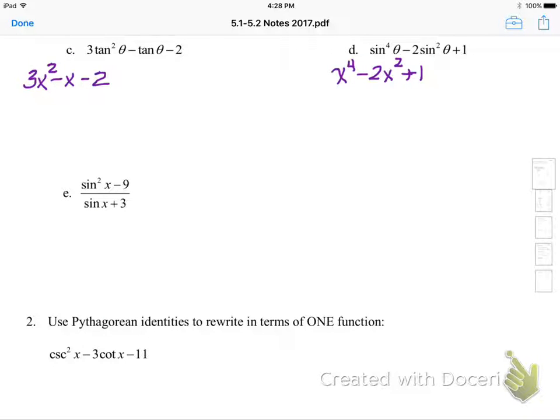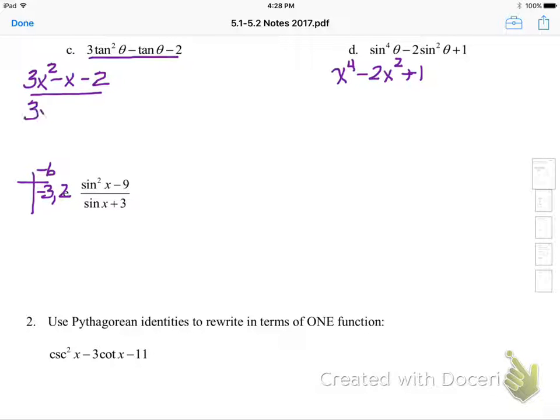Okay, so then we get to something like this. They're asking us here to factor that trigonometric expression. So if you have to, you go back to Algebra 2 and you remember how to factor something that looks like this. Maybe you remember splitting the middle term. You do 3 times negative 2, which is negative 6. And so you're trying to find a way to make a negative 6 that also makes negative 1. So that would be a negative 3 and a positive 2.